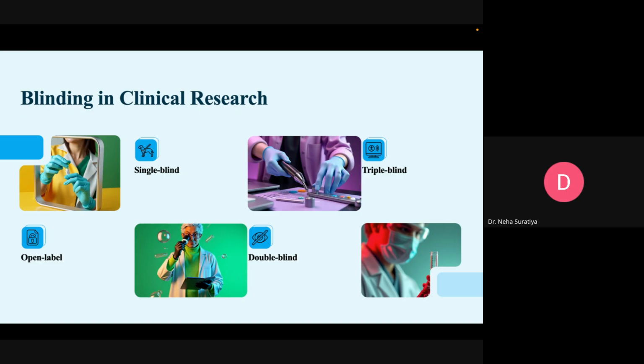What do you mean by single blind? Single blind means participants do not know the treatment assignment, but the investigator knows. Only participants are not aware. That is a single blind study. For example, patients receive either placebo or active drug, but do not know which one they are receiving, whether the placebo or the drug. But the investigator knows. That is single blind.